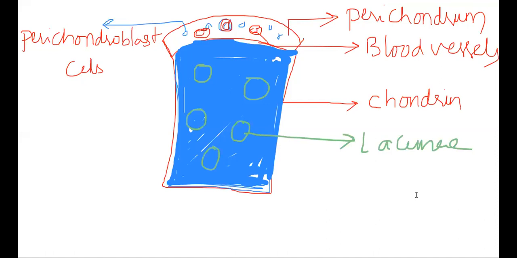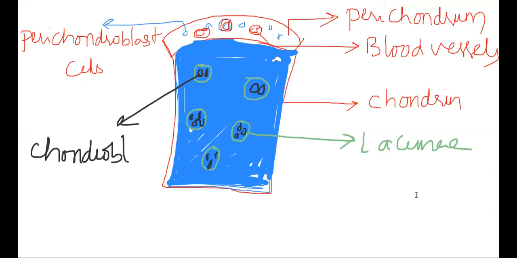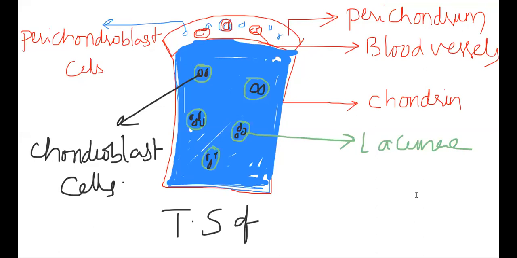Okay, so what is present in the lacunae? Lacunae contain cells, chondroblast cells, 1 to 4 chondroblast cells are present here. So in the lacunae, chondroblast cells are present. That is the basic structure of the matrix of the cartilage here. This is what you are observing, a transverse section of cartilage.